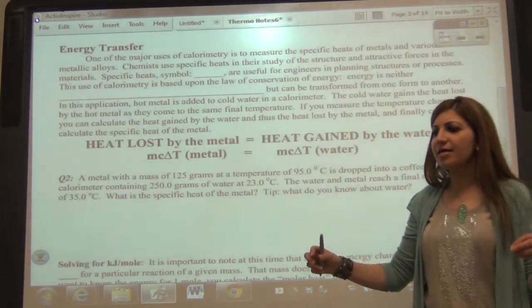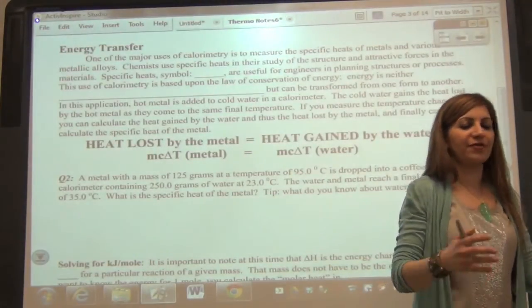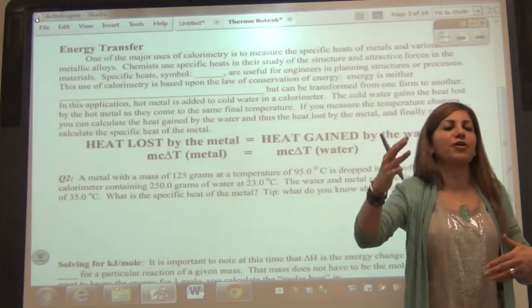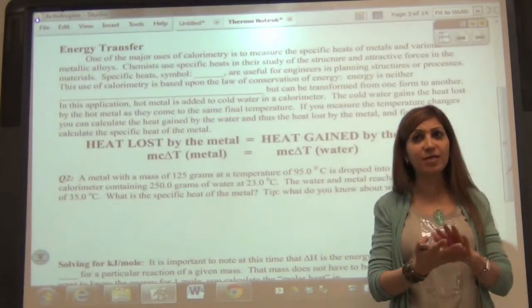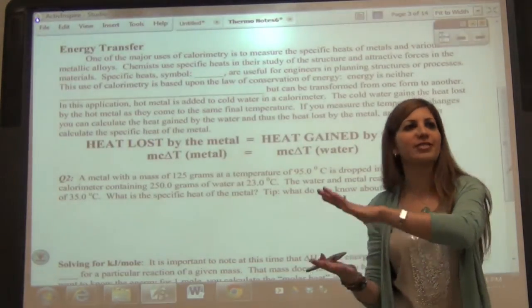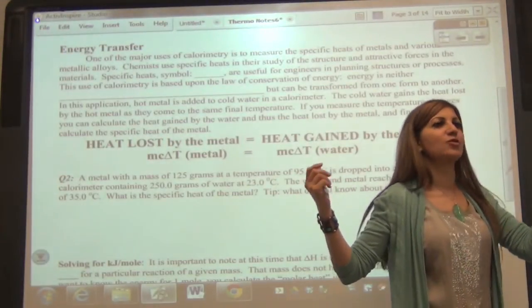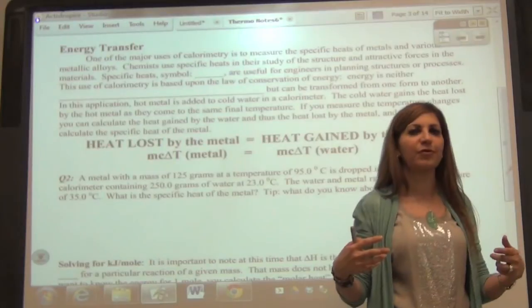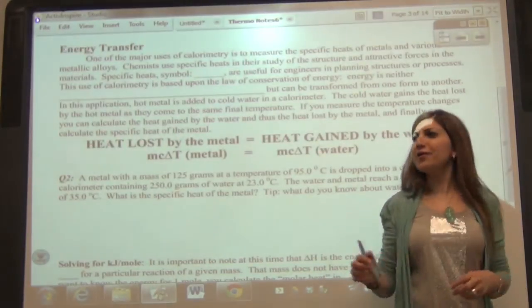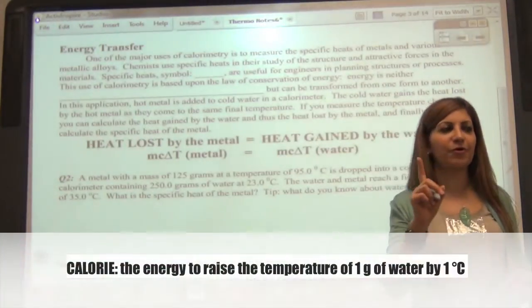The question is, how do they come up with this big chart that has all these specific heats? I'll show you this chart on Thursday. What they did was basically use water as the reference. We talked about joules per gram degree Celsius, or kilojoules, or calories per gram degree Celsius. And water's ends up being 1 calorie per gram degree Celsius.